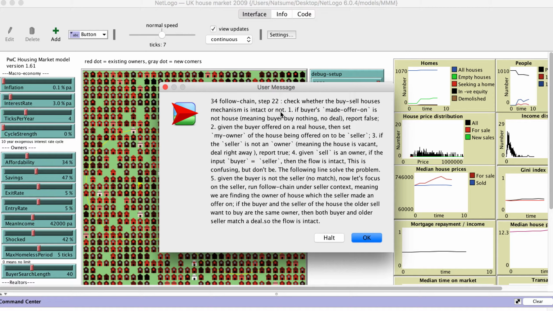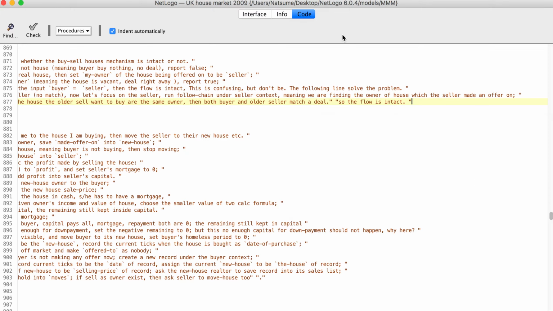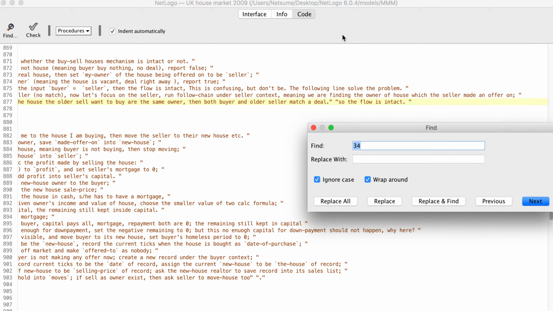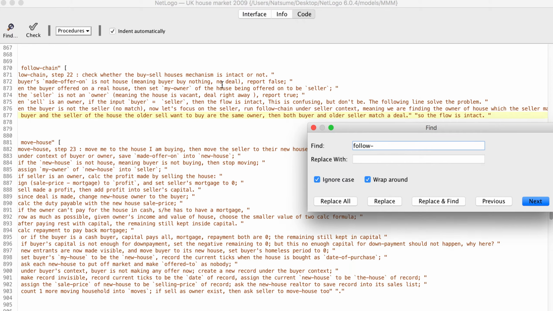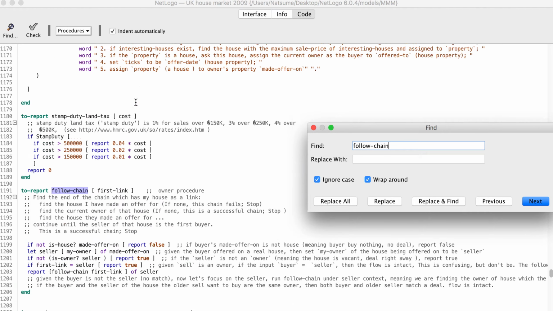So how do we do it? First, we will examine the buyer's made offer on. As a matter of fact, I think we are dealing with owner context at the moment. Let's just check it first. Follow, is that follow pattern? Follow chain, that's right. So here's the follow chain.